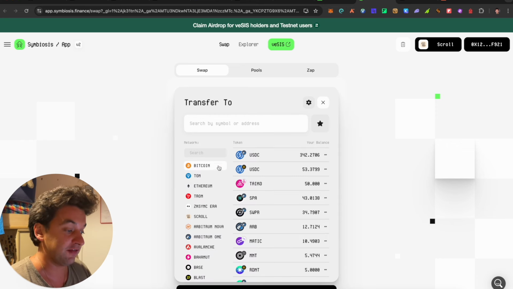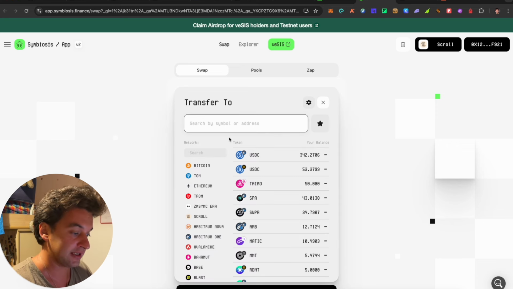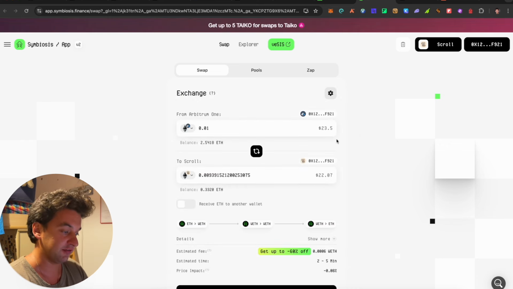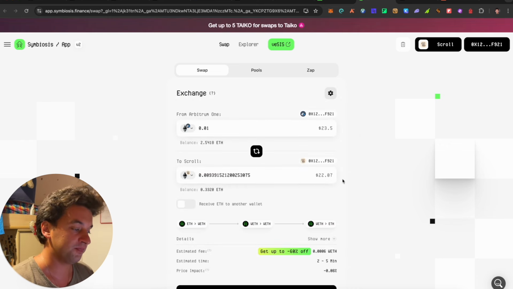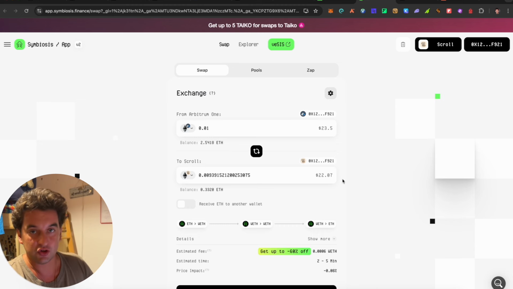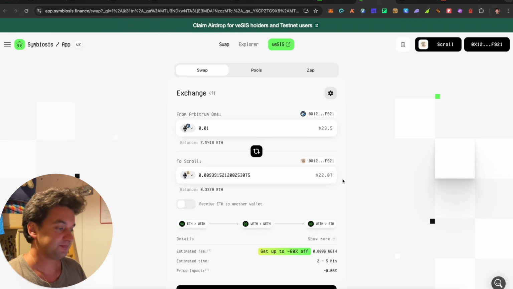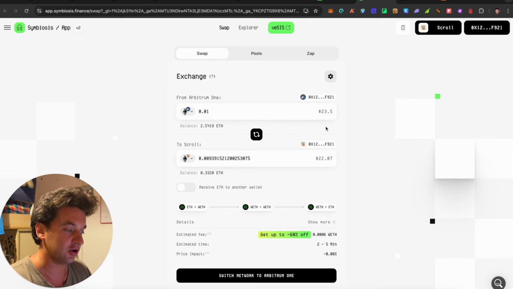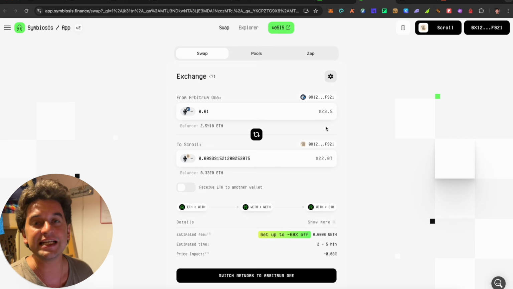How much do I receive over on Scroll if we go and send ourselves the Ethereum over here? With this one, it's $23.50. I do receive 22.07. Now, it is quite expensive, and I do understand, like, they are farming you. They are farming all of us. And it is, as we see here, a $1.50 transaction fee. Is it worth it?